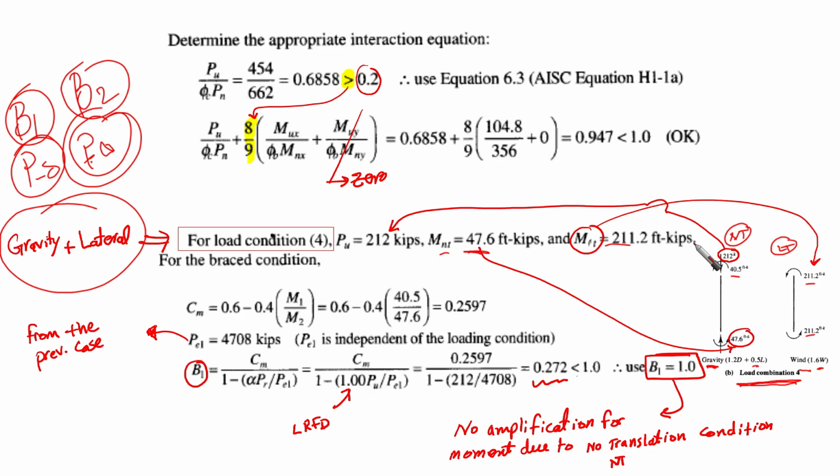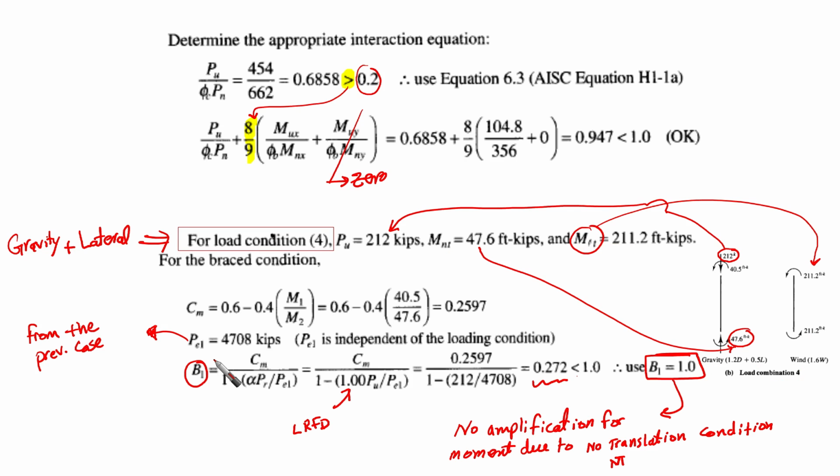For the braced condition, Cm is going to be 0.6 minus 0.4 M1 over M2. Okay, our case here, it is for what? The braced condition. We're talking about the braced condition. No translation here. So look here. We have 40.5, the smaller moment, which is M1, and 47.6, the larger moment.